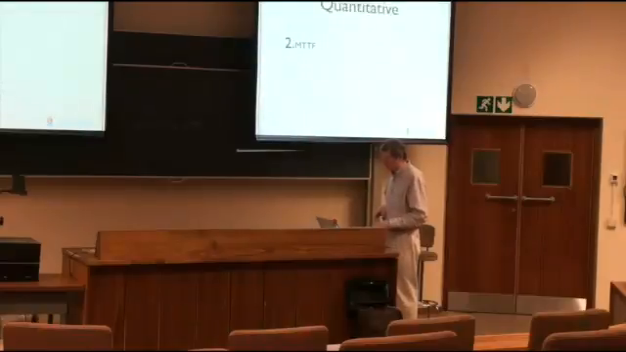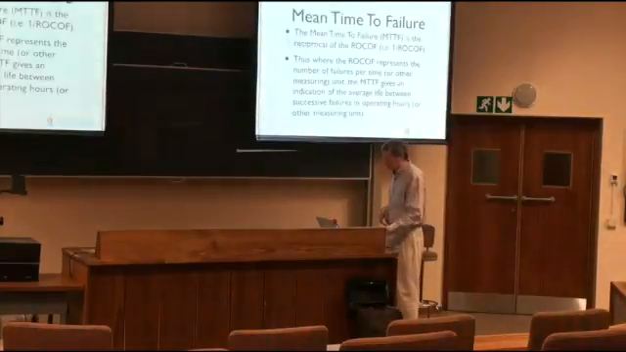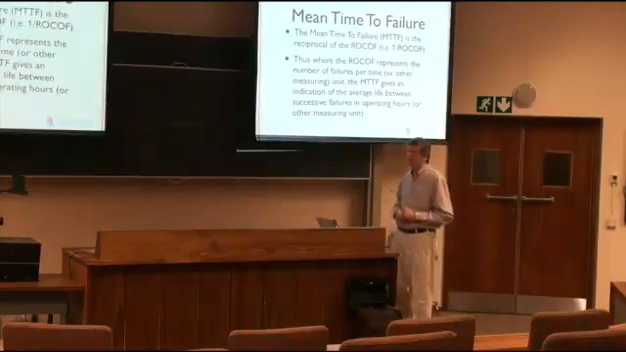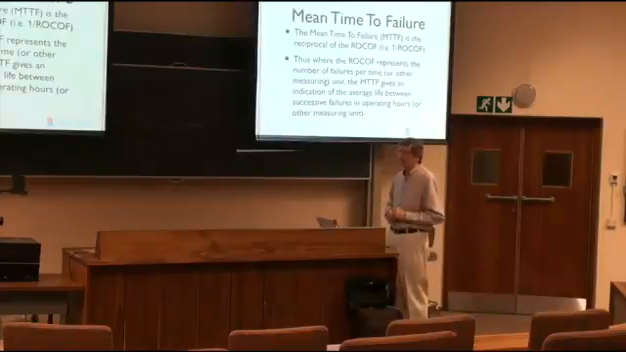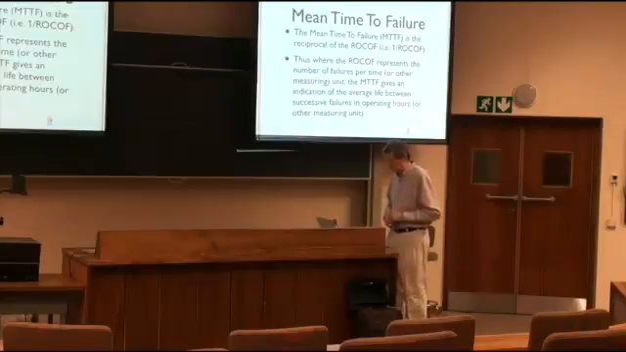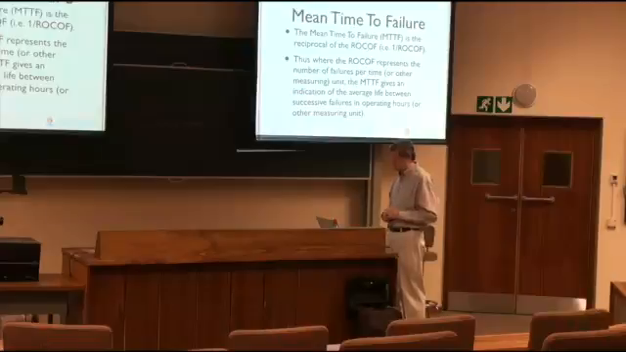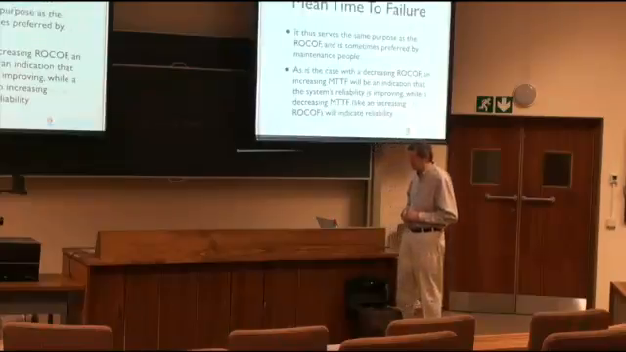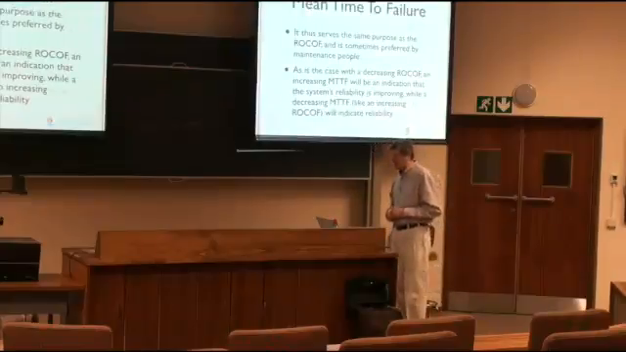The second one is the mean time to failure. We say the mean time to failure is the reciprocal of the ROCOF. In other words, it is 1 over the ROCOF. So it is just the opposite. Where the ROCOF represents the number of failures per time or other measuring unit, the mean time to failure gives an indication of the average life between successive failures in operating hours, or whatever other measuring unit. It does serve the same purpose as the ROCOF and is sometimes preferred by maintenance people.